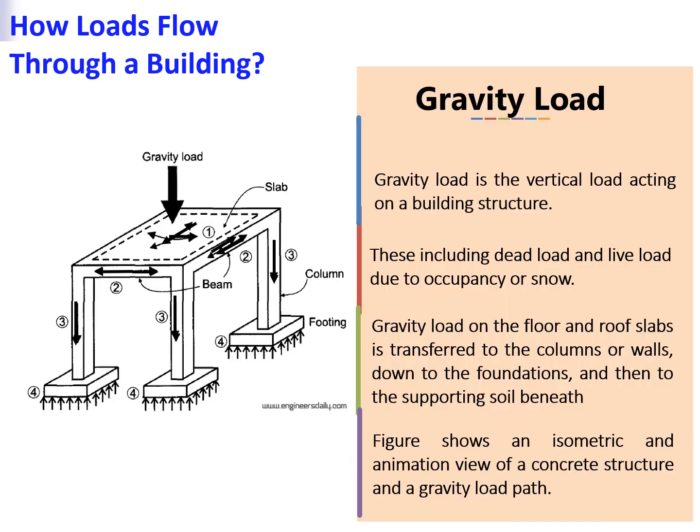Gravity load is the vertical load acting on a building structure. These include dead load and live load due to occupancy or snow. Gravity load on the floor and roof slabs is transferred to the columns or walls, down to the foundations, and then to the supporting soil beneath. Figure shows an isometric view of a concrete structure and a gravity load path.